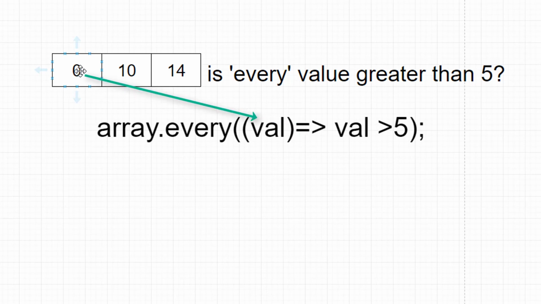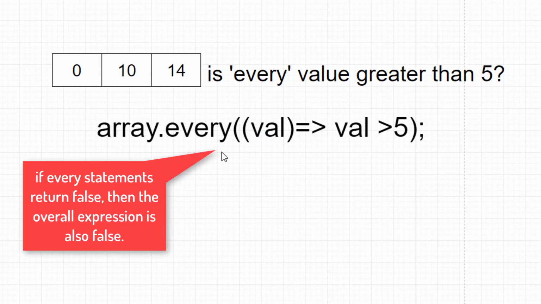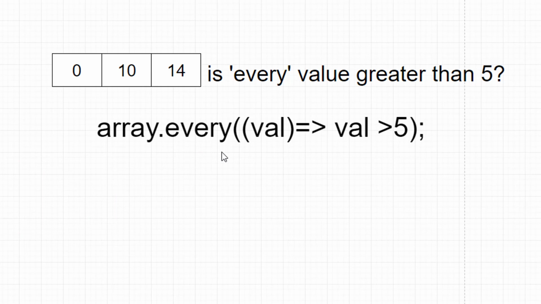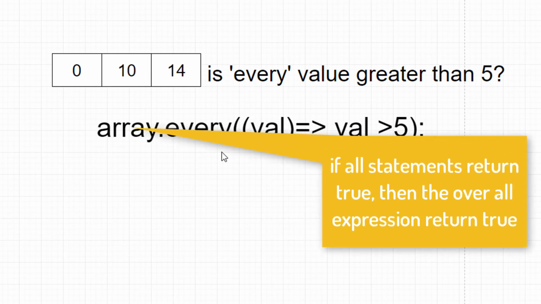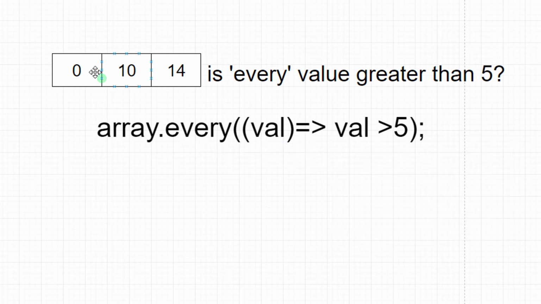We will check to see if 0 is greater than 5. In this case it is not, so we would return false from this statement right here. If any function returns false, then the overall expression will return false as well. However, if every function returns true for all the elements, then the overall expression will also return true. I bet you will have some idea of how we can use this helper function to check if we have a palindrome.